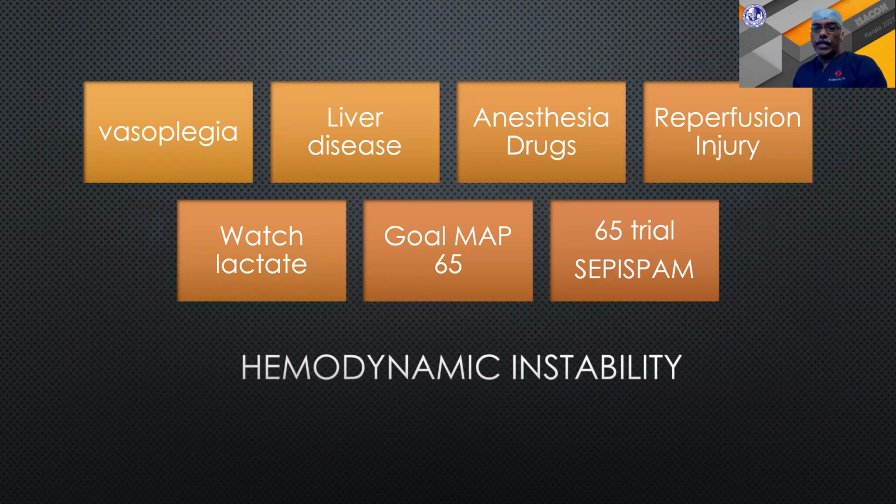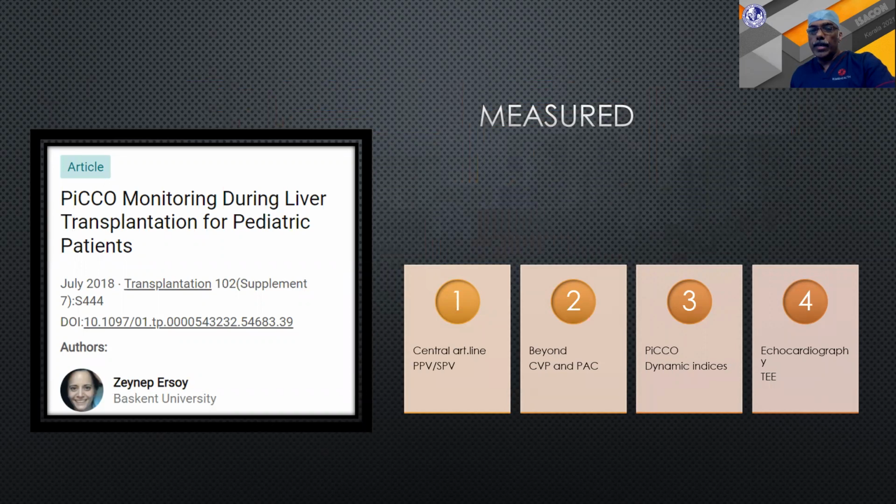The first thing we come across as the patient is being shifted from operating room to ICU is hemodynamic instability. It is due to vasoplegia, secondary to liver dysfunction, compounded by the drugs used for anesthesia, analgesia, and reperfusion injury. We could look into the lactate values and the MAP goal of 65 millimeters of mercury via a centrally placed arterial line, preferably femoral, supported by the 65 trial and the SEPSISPAM trial. Coming to the volume status, the world is moving away from CVP and PAOP to PiCCO and its various dynamic indices. We do many echocardiographies, preferably TEE, to get a balance between fluid resuscitation and vasopressor requirements, preferably noradrenaline, to maintain end organ perfusion.